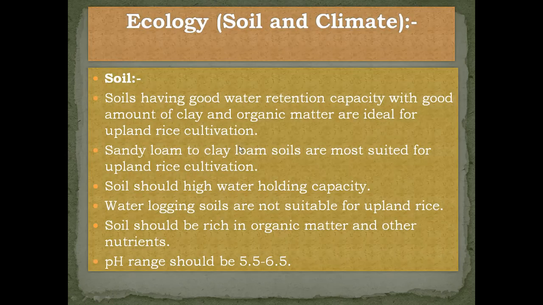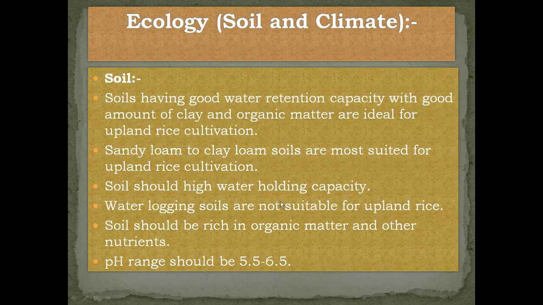Next one, you can see the ecology, that is ecological conditions, means the soil and climatic requirement for cultivation of upland rice or the direct seeded rice. In case of soil, a soil having good water retention capacity with a good amount of clay and organic matter is ideal for upland or direct seeded rice cultivation. The sandy loam to clay loam soils are the most suitable for upland rice cultivation.